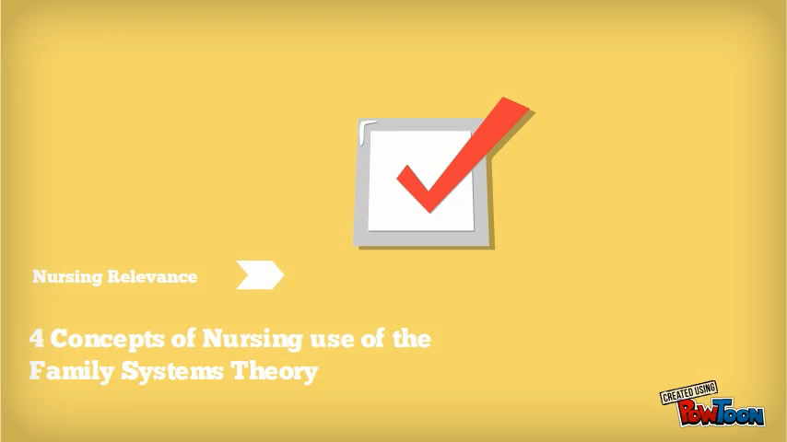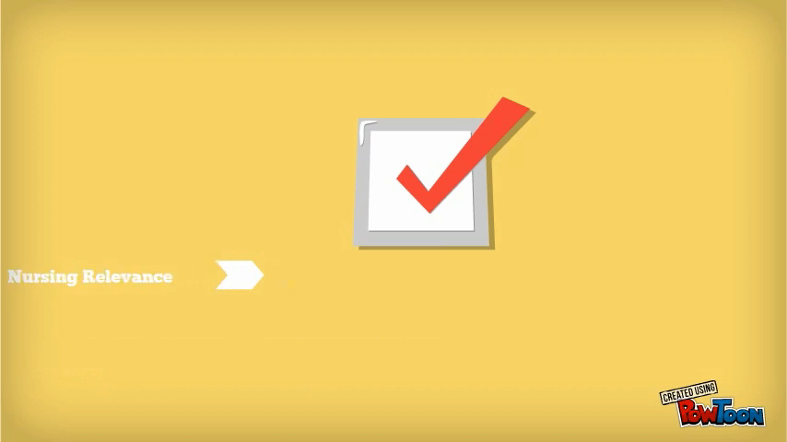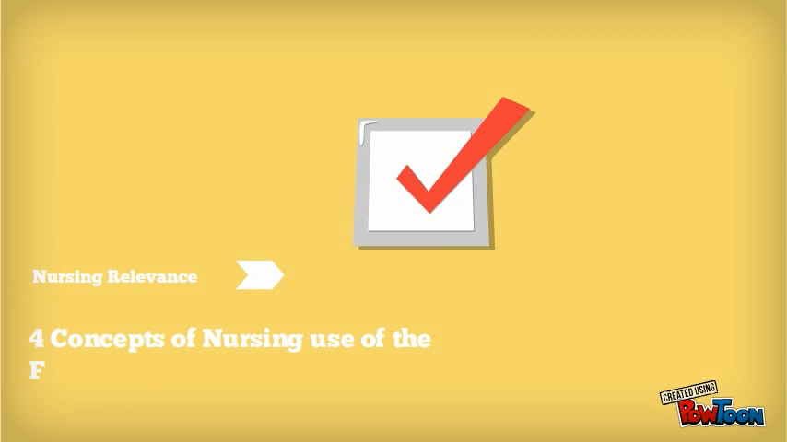In order to accomplish this, we need to understand 4 key concepts. Concept 1 is that all parts are interconnected. What influences one member is going to influence the entire family unit. The effect may vary in intensity and quality. Concept 2 is that the whole is more than the sum of all its parts.